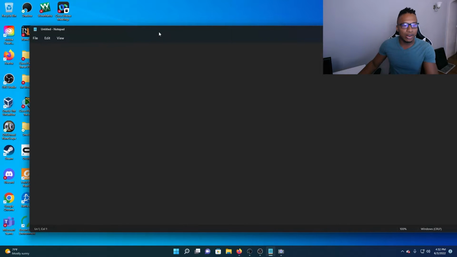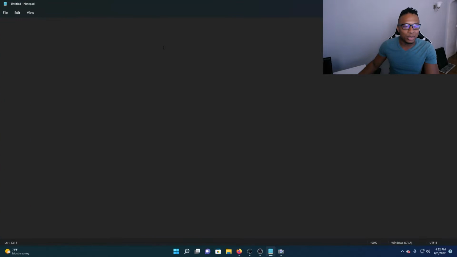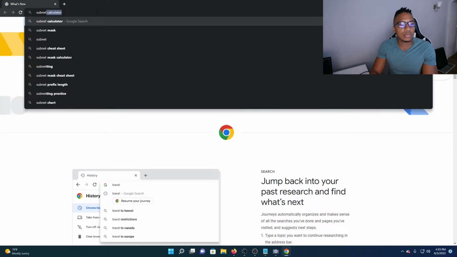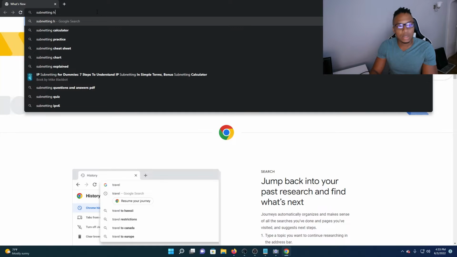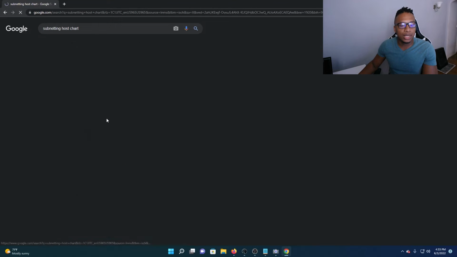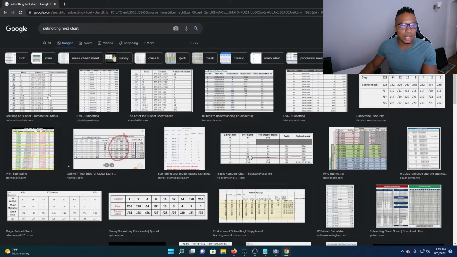As you can see here, I have good old Notepad open. Let me go ahead and maximize my Notepad, that way you can see. But let me real quick show you guys what to do for your CCNA test. Alright, so this is what you should do for your CCNA test. Go to your web browser, type subnetting host chart. Which one did I use? I think I used this one.